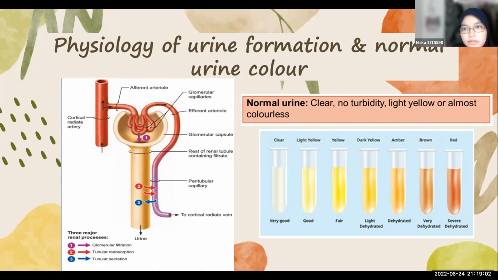So normal urine is usually clear, no turbidity, light yellow, and almost colorless. So a very good normal urine is clear urine. And the pigment in the urine is from urobilinogen, which gives you the yellow pigment. And the darker the urine, the more concentrated the urine is, and it shows the hydration status of the patient. Next.